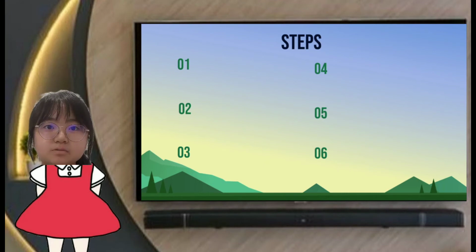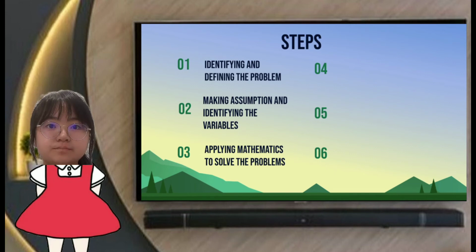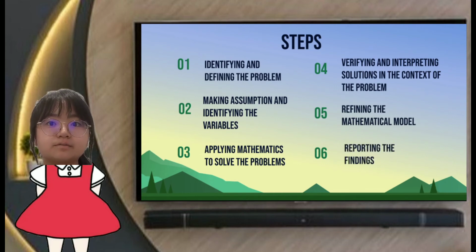There are 6 steps to solve this problem, which are identifying and defining the problem, making assumptions and identifying the variables, applying mathematics to solve the problems, verifying and interpreting solution in the context of the problem, refining the mathematical model, and the last step is reporting the findings.